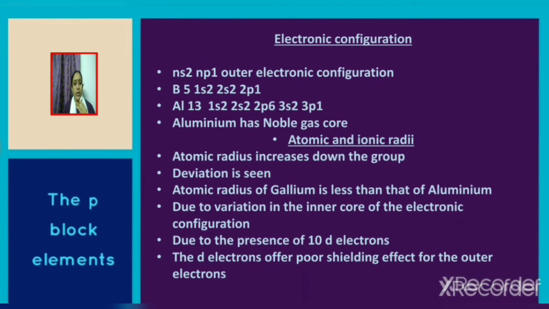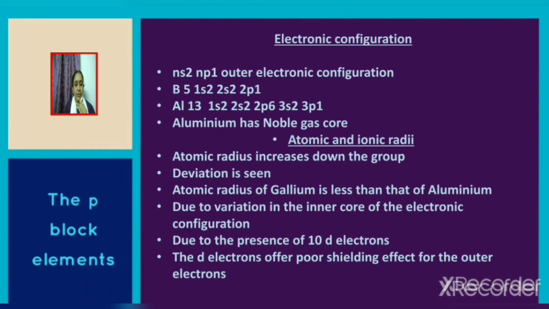Electronic configuration of group 13 elements. They have ns2np1 outer electronic configuration. For example, consider boron, atomic number 5. The electronic configuration can be written as 1s2, 2s2, 2p1. Aluminium, atomic number 13. Its electronic configuration is 1s2, 2s2, 2p6, 3s2, 3p1. So they have ns2np1 outer electronic configuration. Aluminium has noble gas core.